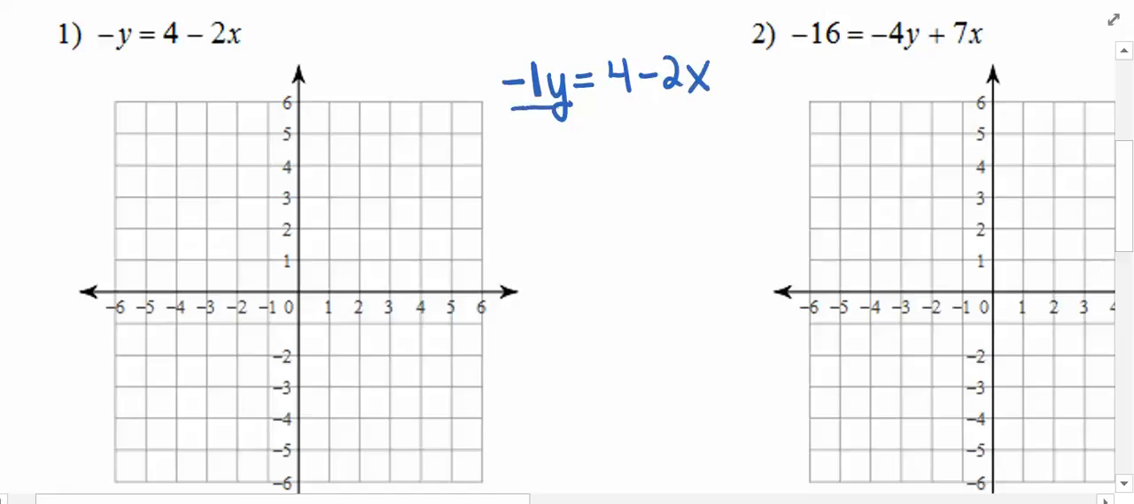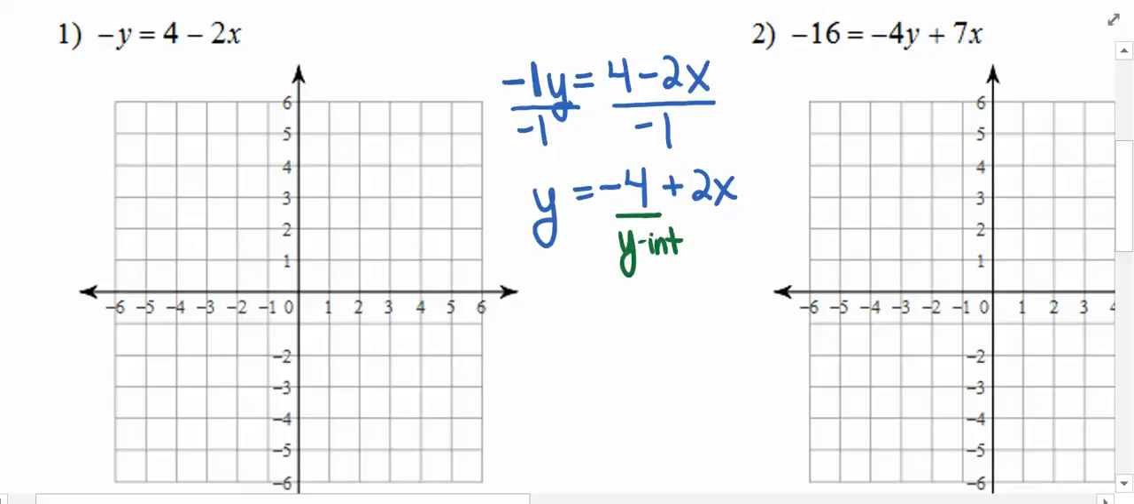Well, the inverse of multiplication is division, so I'm going to divide both sides by negative 1. So y equals 4 divided by negative 1 is negative 4. Negative 2 divided by negative 1 is a positive 2x. From here, I can graph my line. So I know that negative 4 is my y-intercept.